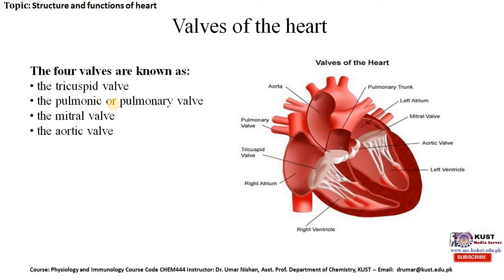The four walls of the heart are known as the tricuspid wall. The tricuspid wall is shown here in the diagram. The pulmonary wall. This is the pulmonary wall. The mitral wall. The mitral wall is shown here, and the aortic wall. This is the aortic wall. So you can see here the location of the different walls of the heart, the different places.